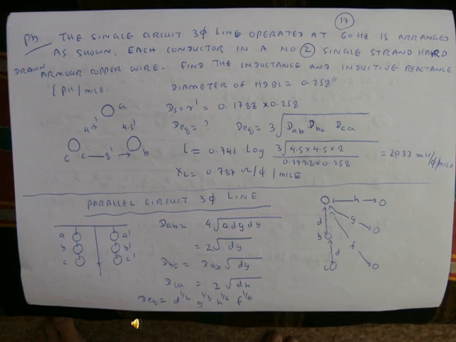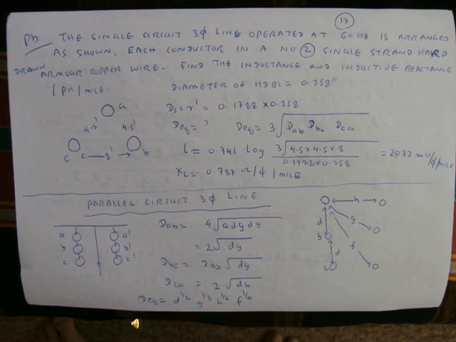Now, for that, a single circuit 3-phase line, and also 60 Hz. Conductor: number 2 stranded hard-drawn copper conductor, and the diameter of the conductor is 0.258 inches, and also the distances are 8 feet, 4 by 5 feet, 4 by 5 feet. So that gives 0.1788 multiplied by 0.258. The diameter of the conductor is 0.258 inches. So that gives 0.1788. The equivalent diameter D equivalent is the cube root of DAB, DBC, DCA.